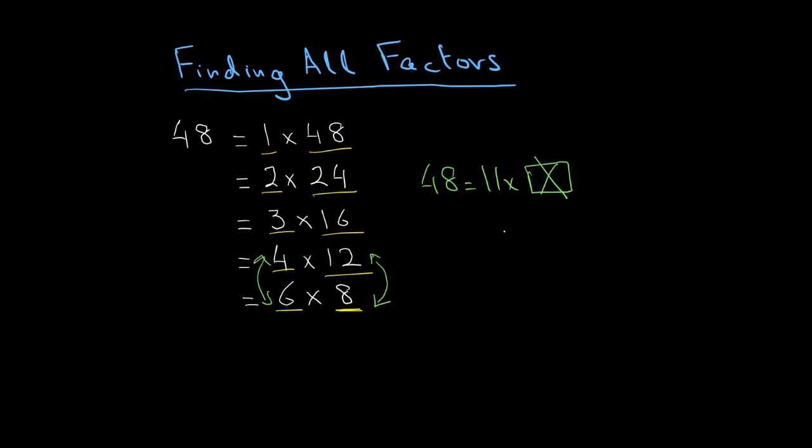So let's try another number, like 100. So I want to find out all factors of 100. Again, 1 is always a factor of 100. Then let's look at 2. Well, 2 fifties are 100. You have to be good with your multiplications.